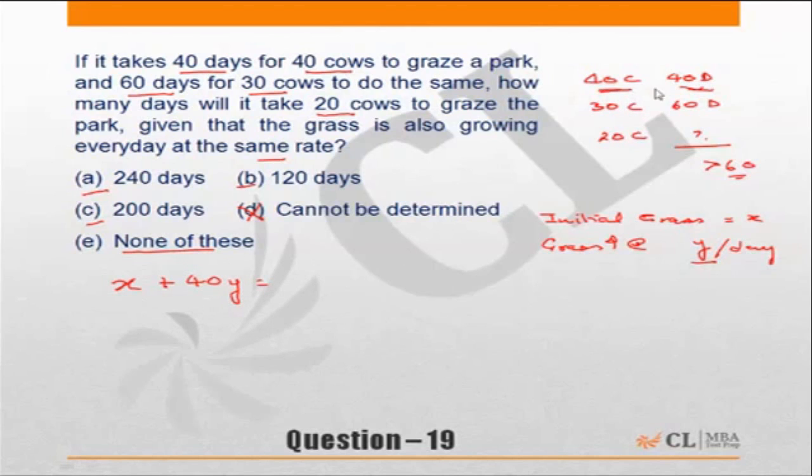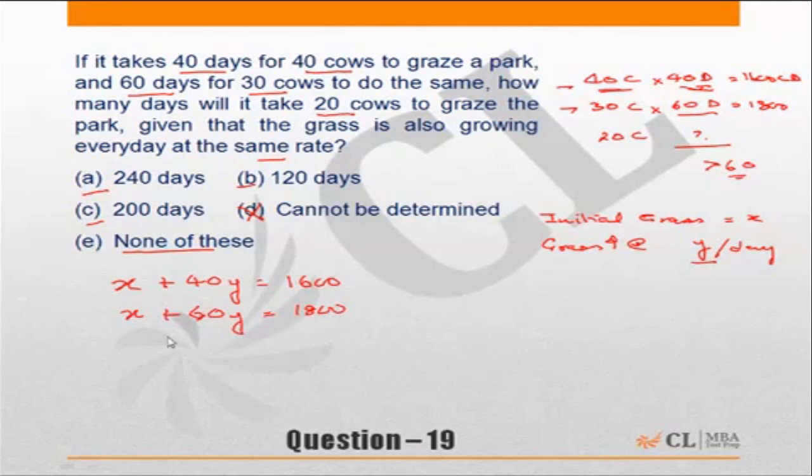40 into 40, 1600 cow days. If I can use the word, 40 into 40 equal to 1600 cow days. That means that much amount of grass was available. Similarly, for the second condition, the initial amount of grass was the same. But now you have 60 days, so the total grass which grew in these 60 days is 60Y. This should be equal to 30 into 60, sorry, 1800.